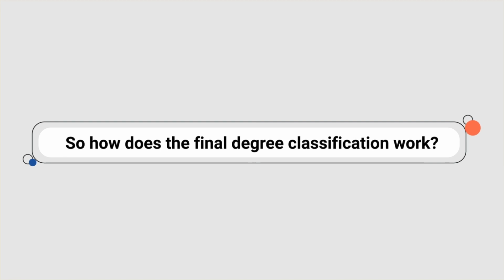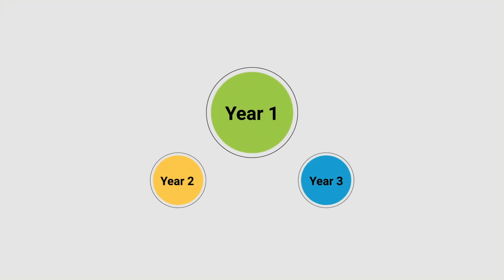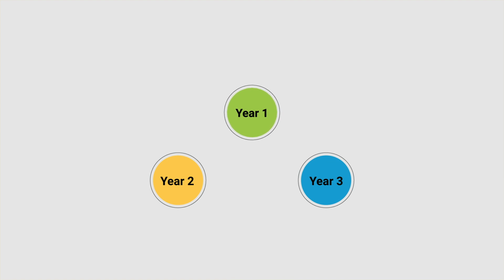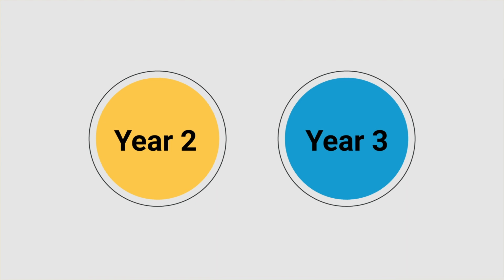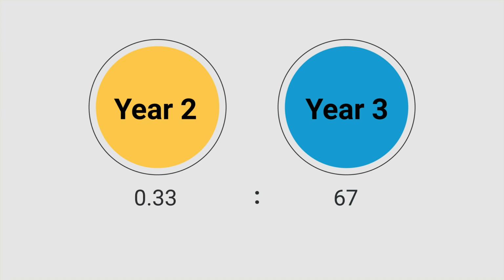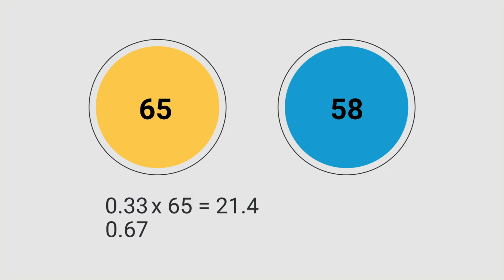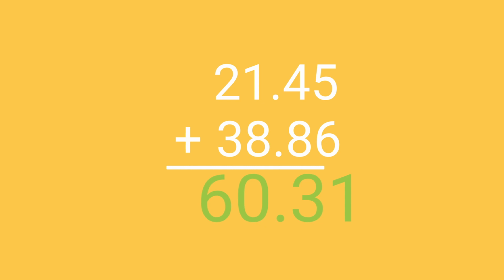So how does the final degree classification work? Your first year results don't count towards your final degree classification, so it's just your second and third year marks that will be considered by the Board of Examiners at the end of your studies. The weighting between these 2 years is 33 to 67, or 0.33 to 0.67. The credit weighted average is calculated for each year first, and then the weighted average of these two figures produces your grade. To find this weighted average, we multiply the grade for year 2 by 0.33, and the grade for year 3 by 0.67. Adding these two figures together gives us our final figure.